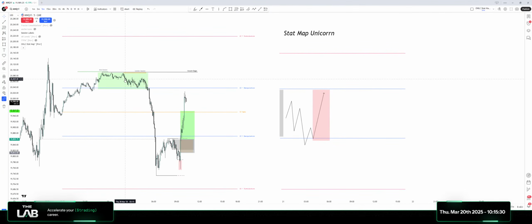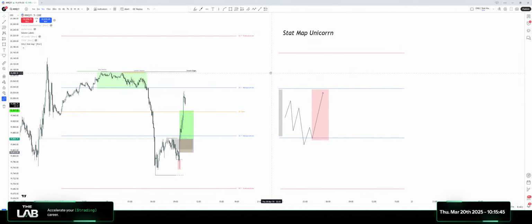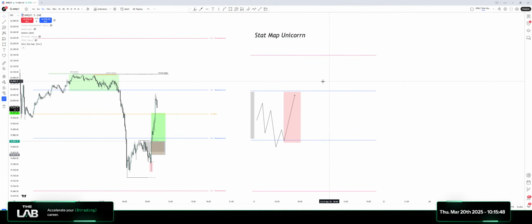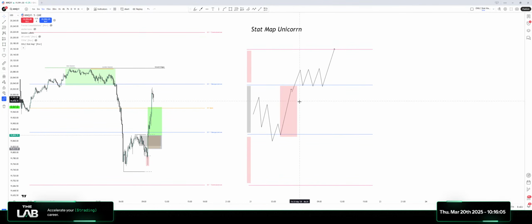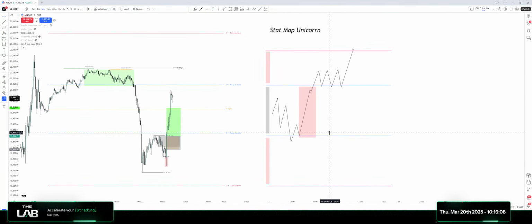Today is not probably the best example because we kind of consolidated above the minus manipulation and also below the plus manipulation. But some days we just get a clean tap into these levels and then trade back into the range again. Then there's the upper and lower ranges. When we find consolidation in these ranges, we can try and trade those two as separate ranges. But yeah, I have a video on my channel on how I trade the stat map unicorn, so I'm not gonna go over it in depth. But that's basically how I trade my two models.